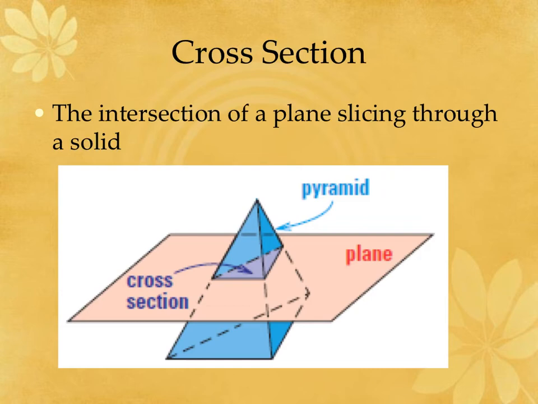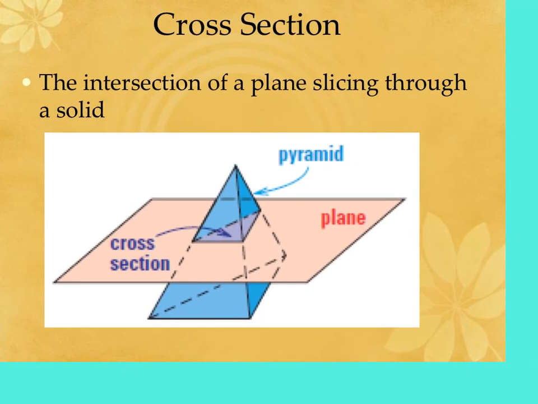A cross-section is the intersection of a plane slicing through a solid. So if you could picture your pyramid, which is the original shape here, and you took a plane and you just slid it through your shape, the intersection of that plane and your polyhedron is called the cross-section. So in this case, this cross-section is actually a triangle. They're going to take on different shapes. But that's what's called a cross-section. If I had actually taken it and chopped it off at that point, what would the shape be that I'm looking at? And that would be a triangle.